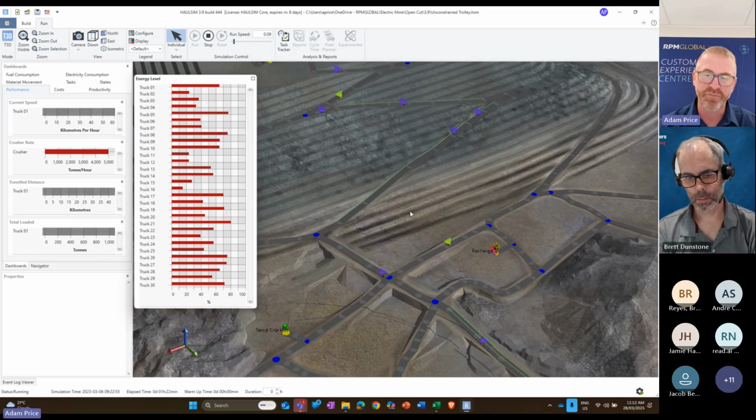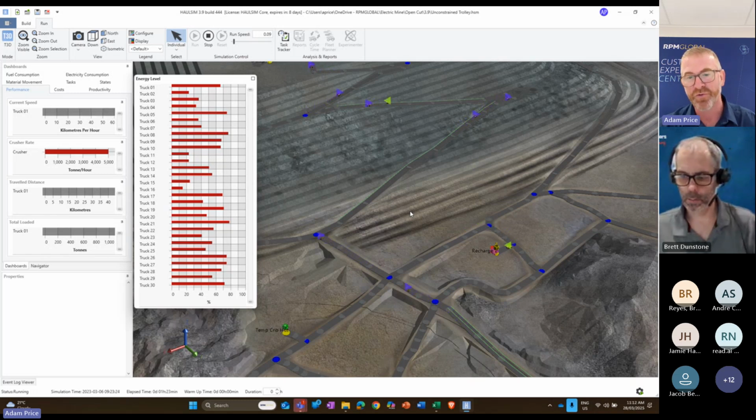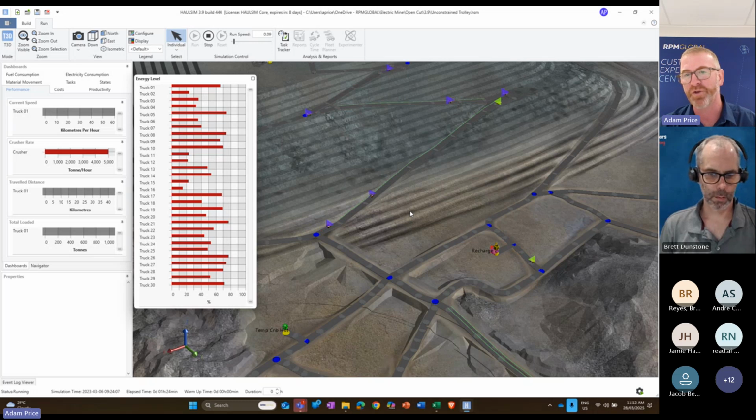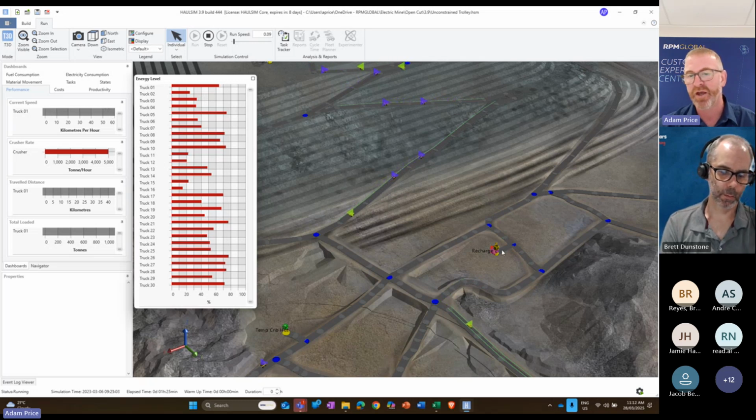So some of the things that our customers are learning about their electric fleet of the future while they're modelling in HaulSim, things like what the availability is like for the trucks using different charging techniques. So our customers are able to compare trolley systems and static charge locations, or they can use both in the same model like we're doing here to understand what the impacts are on the availability of that equipment.